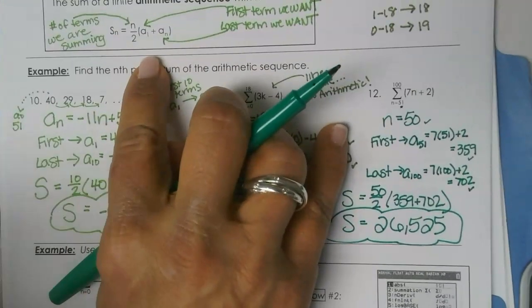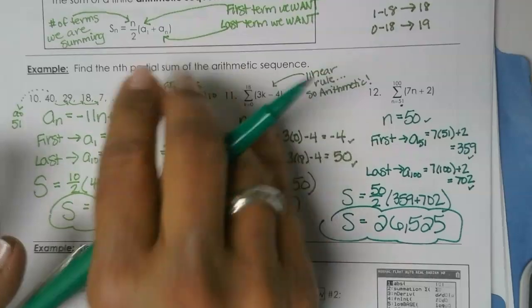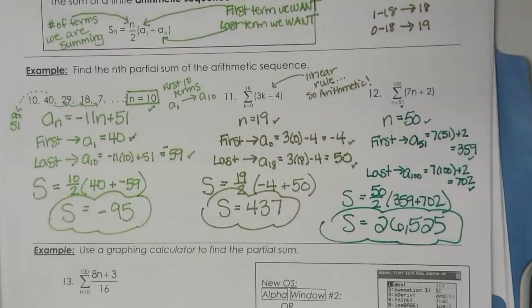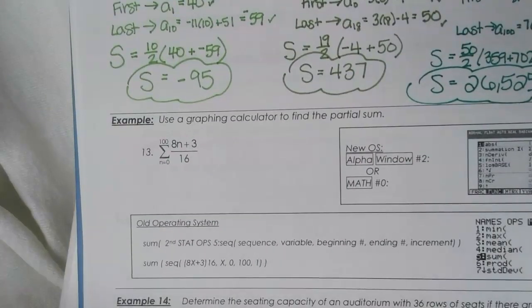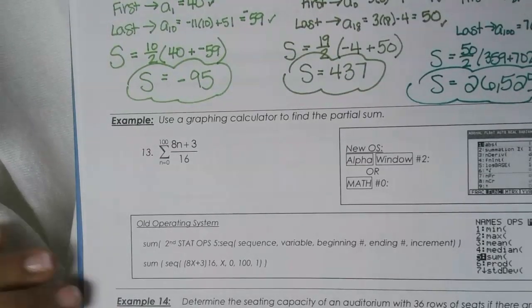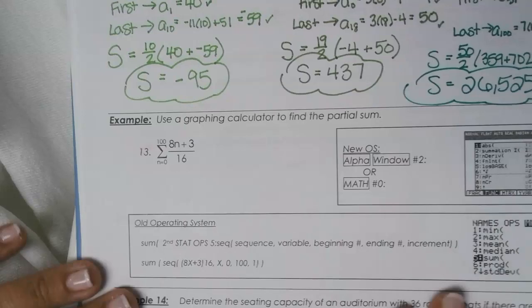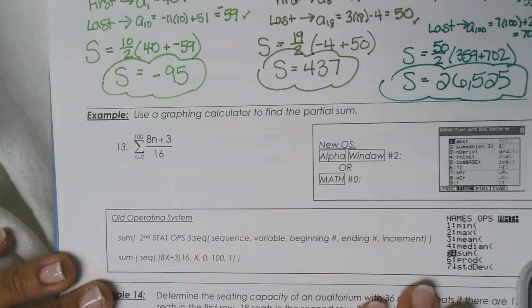Okay? Knowing these rules is expected. We are not giving you these rules. These are going to have to be memorized, okay? And you do have to know the rules. Now, that being said, we're going to show you how you can check your answer on the graphing calculator, okay? So in number 13, it asks us to use a graphing calculator to find the partial sum, okay?